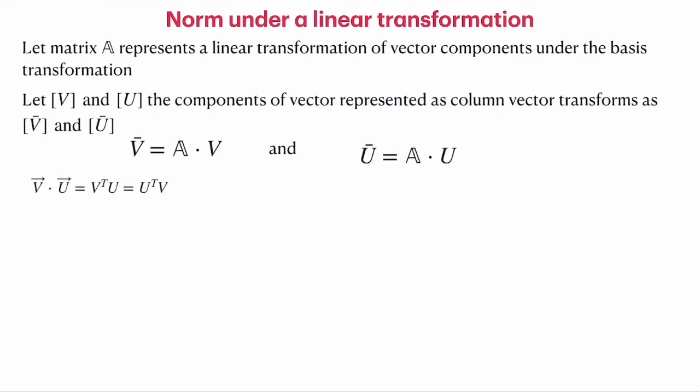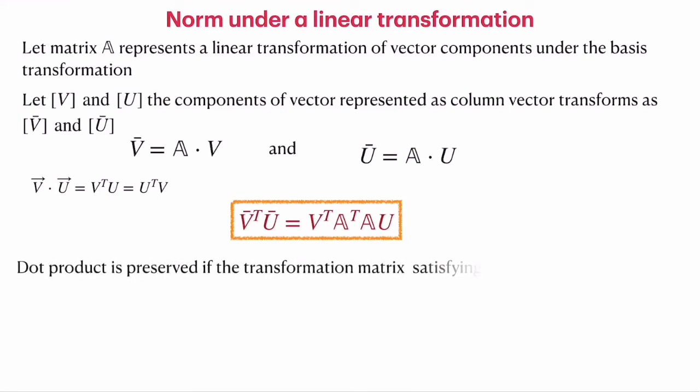Now we can take V dot U, which is essentially the transpose of V multiplied by U, and we do it on both sides and then substitute for the transformation matrix. We have V bar transpose U bar, which is equal to V transpose A transpose into A into U. So this shows how the norm or a dot product transforms.